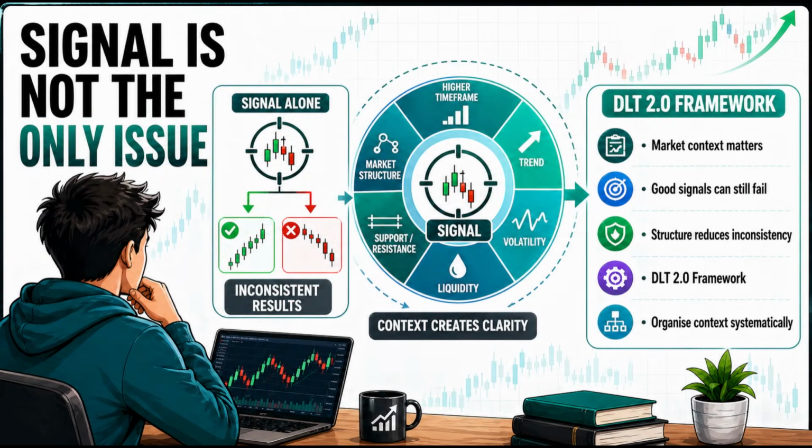In many cases, the issue is not the signal itself. The issue is the market context surrounding the signal. Without the right structure, even a good signal may produce inconsistent results. In this video, I want to introduce a framework that helps organize this context in a more systematic way. It is called the DLT 2.0 framework.